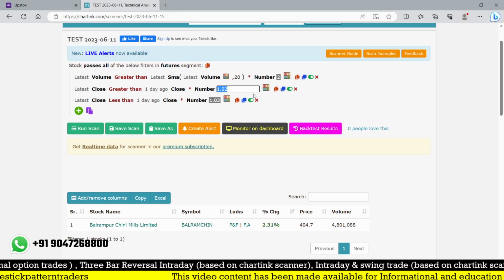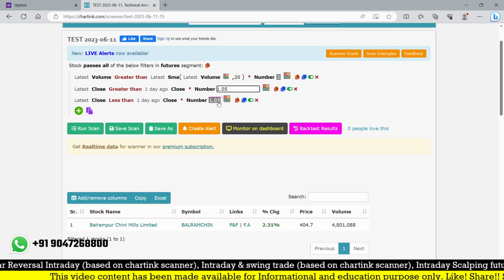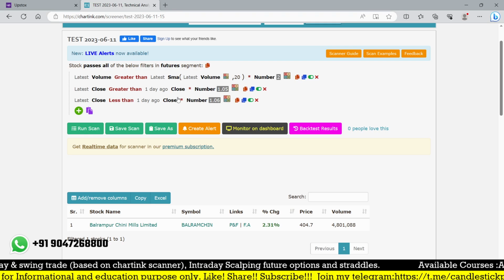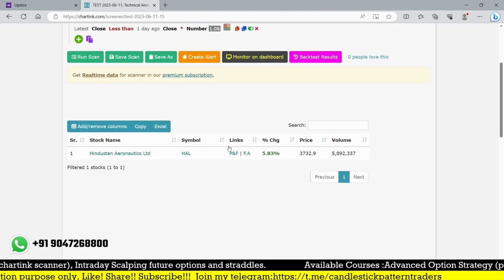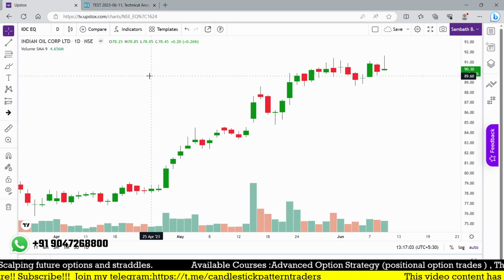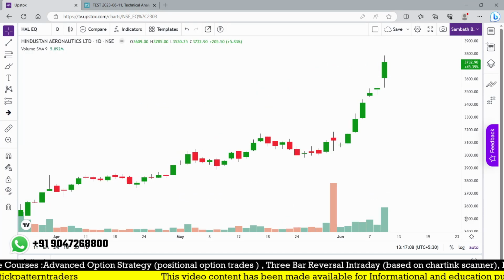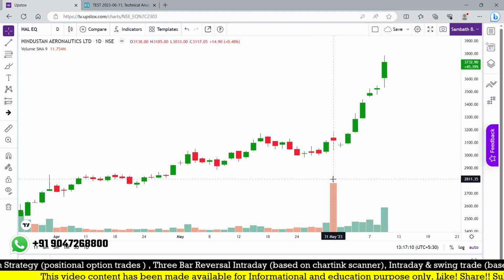But if you want to filter out more than 5%, you can go over here and set 5 to 6% only, stocks that increased up to 5 to 6%. The volume breakout yesterday was HAL. So let me go check HAL. The volume is more than the 20 day high volume. Why is it a negative volume?